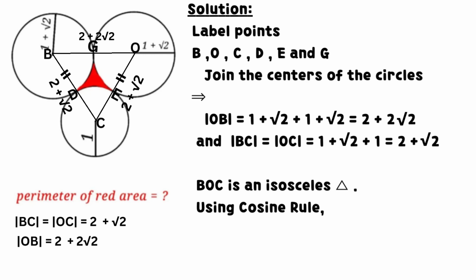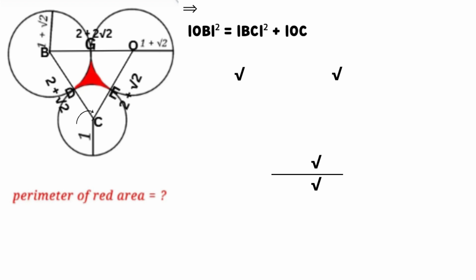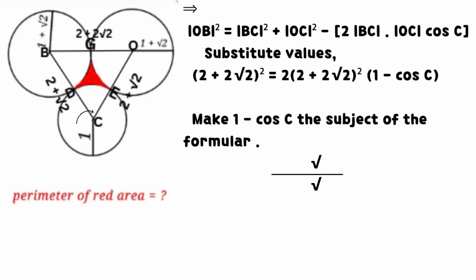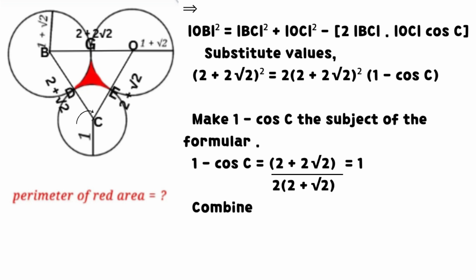BOC is an isosceles triangle. Using the cosine rule, the square of line OB equals the sum of the square of line BC and the square of line OC minus 2 times the product of line BC and line OC times cosine C. Substitute values and we have that the square of the sum of 2 and 2 times the square root of 2 equals 2 times the product of the square of the sum of 2 and 2 times the square root of 2, and 1 minus cosine C.